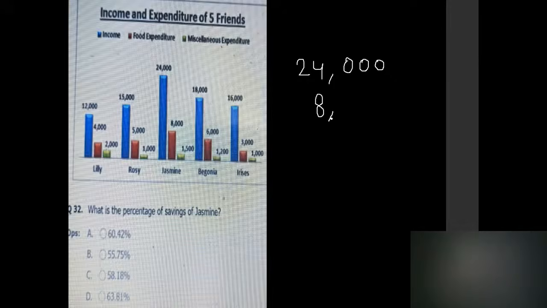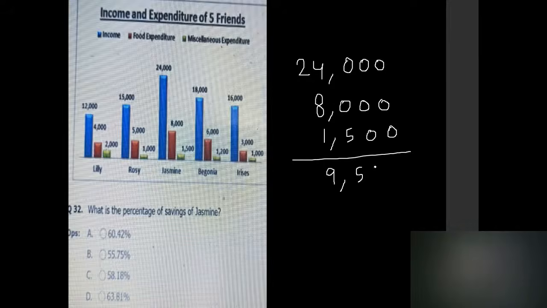So 8,000 and 1,500 come under expenditure, because 8,000 is food expenditure and 1,500 is miscellaneous expenditure. Both are expenditures only. So Jasmine is spending 9,500 out of the complete salary of 24,000.